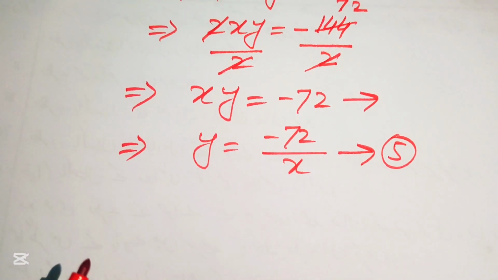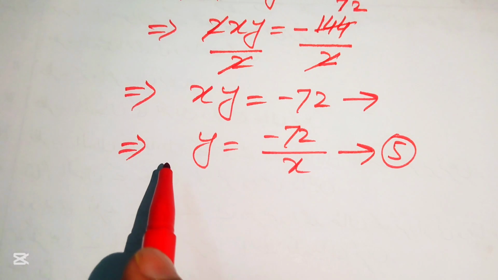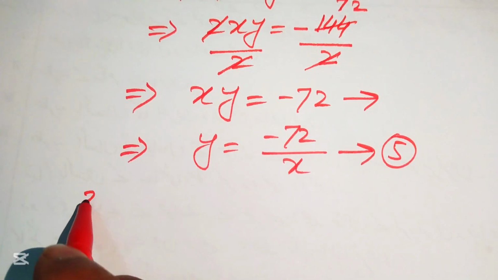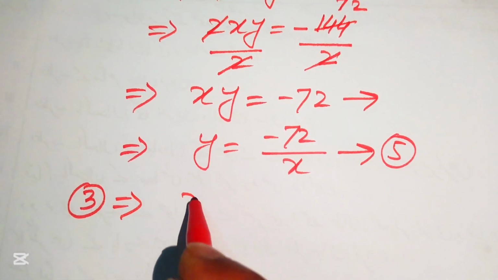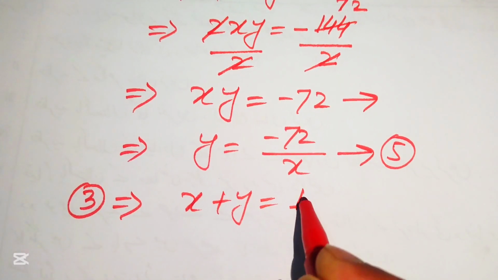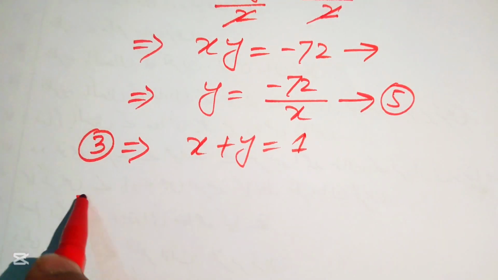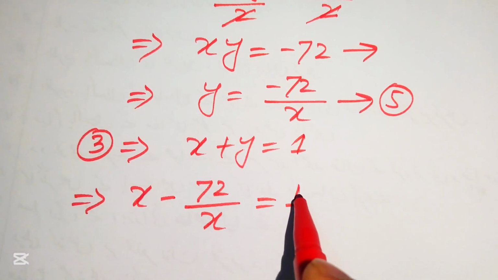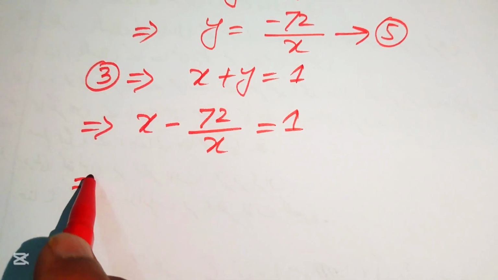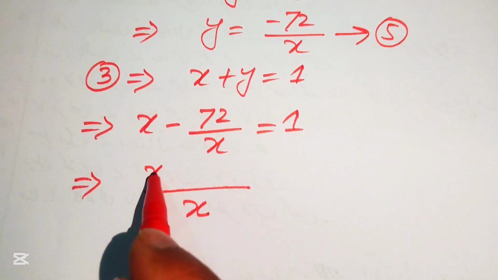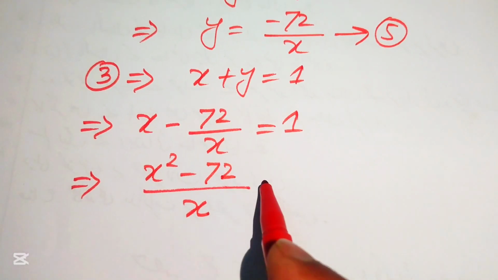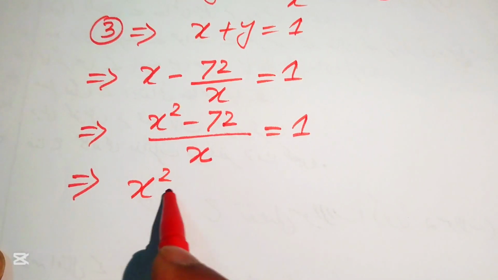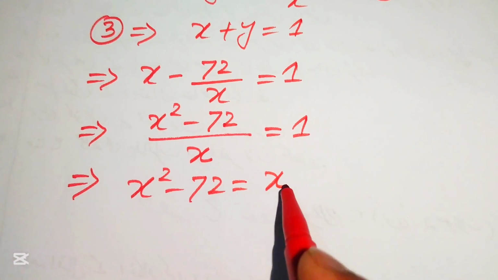So we put this value of y in equation number 3. So equation number 3 implies that x plus y equals 1. And when we put this value of y here, it will be written as x minus 72 over x equals 1. Here we will take the LCM in the left hand side. So the LCM is x, and it will become x squared minus 72 equals 1. And now we move this x to the right hand side. It will be written as x squared minus 72 equals x.